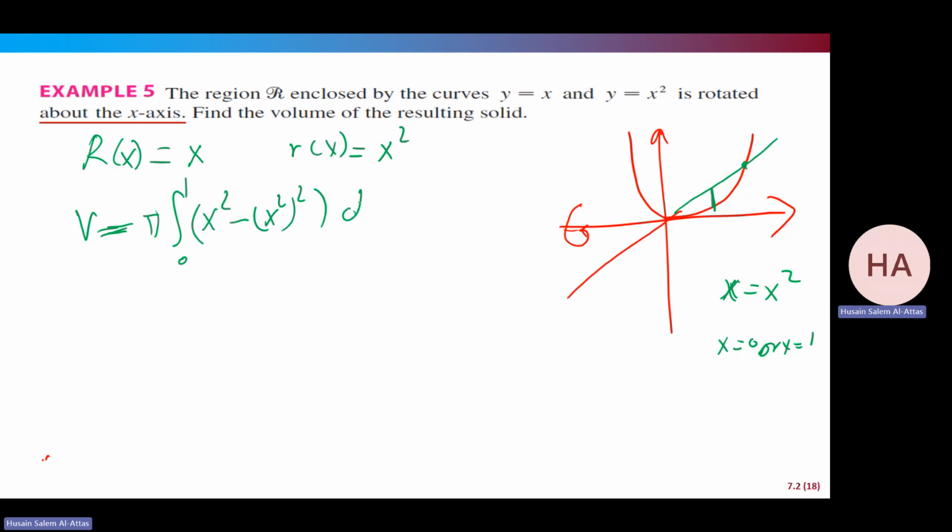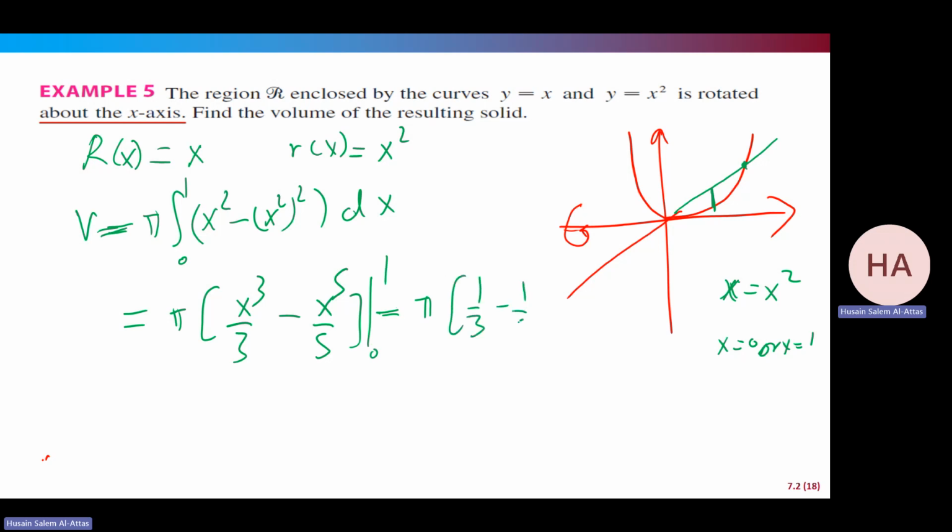small r squared. That gives me pi, this will be x squared, x cubed over 3 minus x to the power 5 over 5. Okay. That gives me pi from 0 to 1, yes, 1 over 3 minus 1 over 5. That gives me 2 pi over 15.